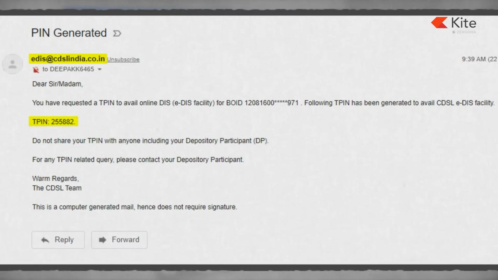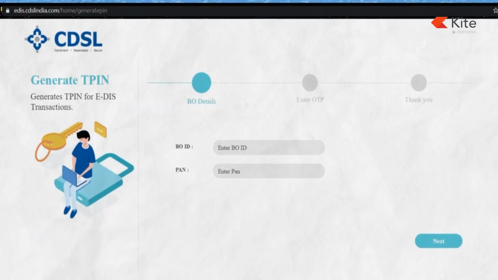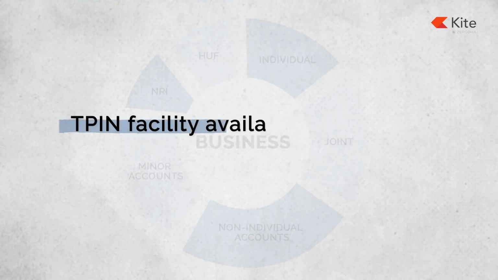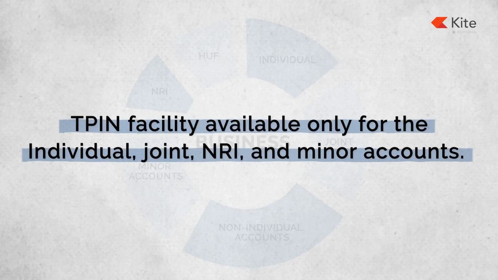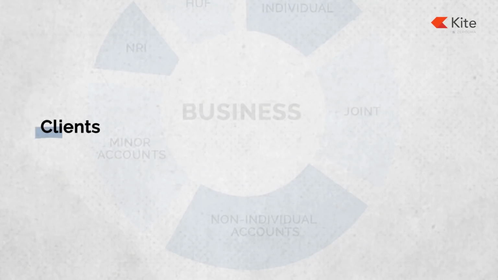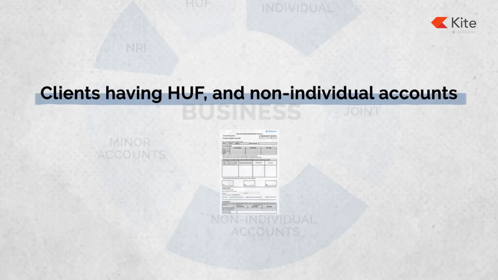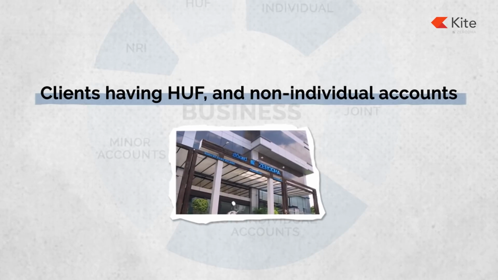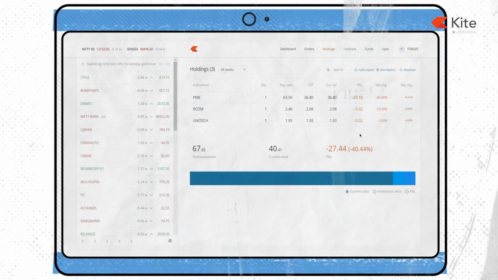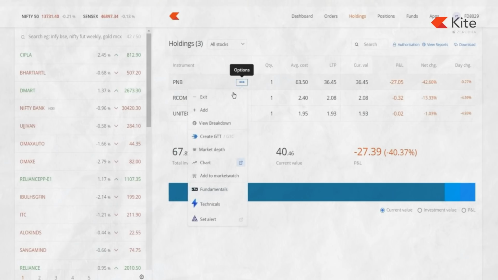You would have got this from CDSL when you opened the demat account. If you haven't received it, you can simply log on to this link. CDSL has made the TPIN facility available only for individual, joint, and NRI account holders. Clients having Hindu undivided family and non-individual accounts will still have to send us a physical POA to our headquarters in Bangalore. While placing a delivery sell order, you'll have to go through an authorization step.